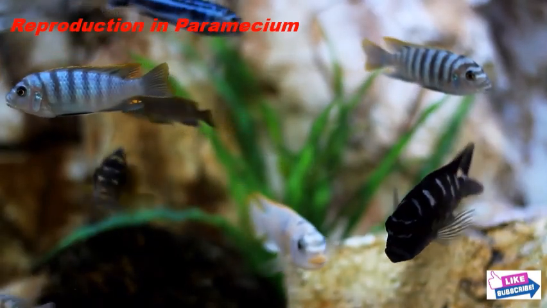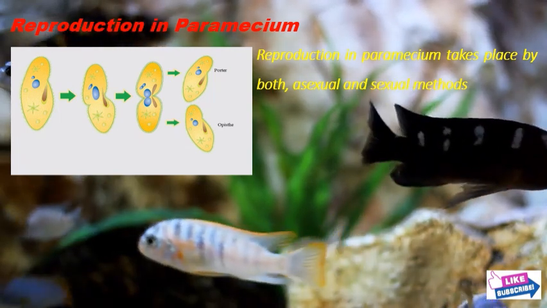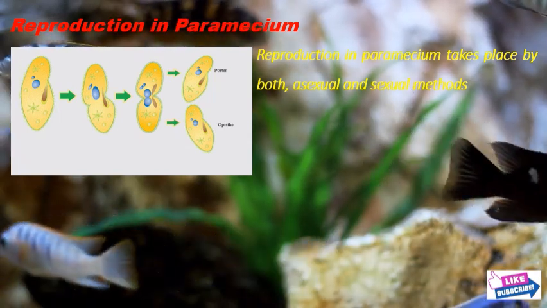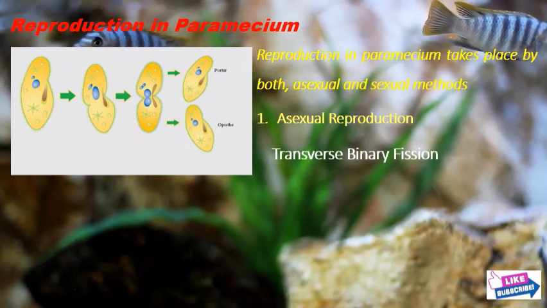Reproduction in Paramecium. Reproduction in Paramecium takes place by both asexual and sexual methods. Asexual reproduction takes place by transverse binary fission.